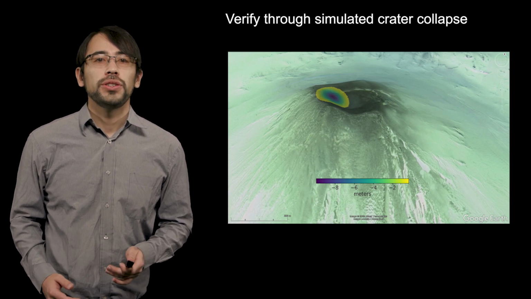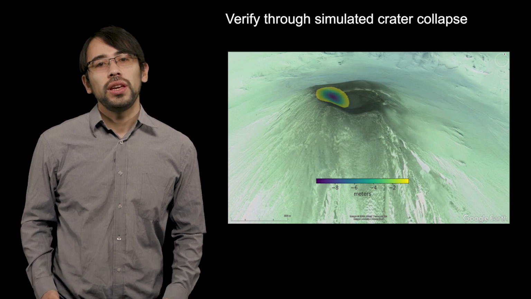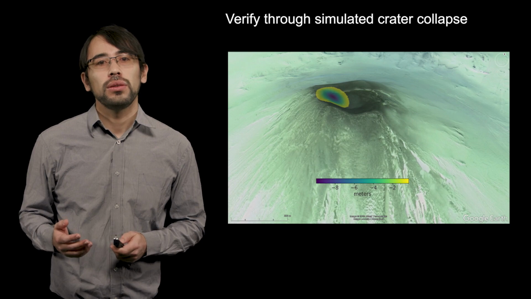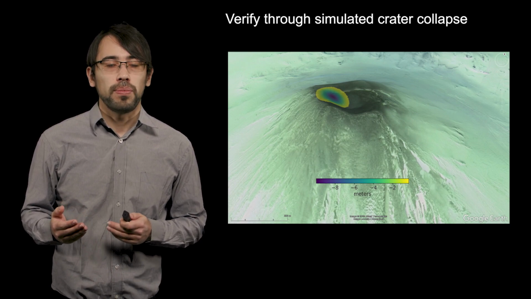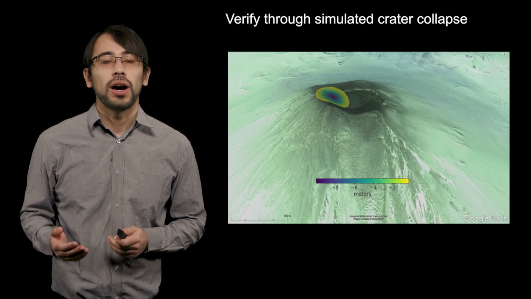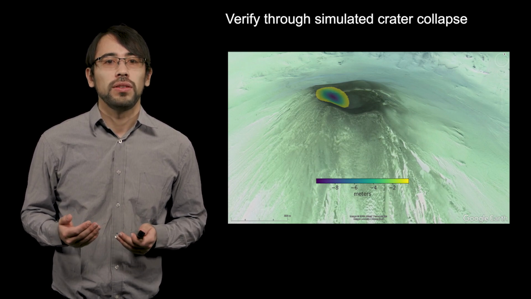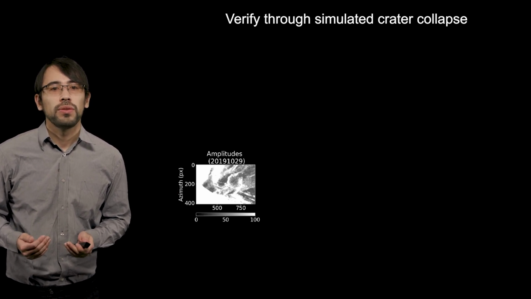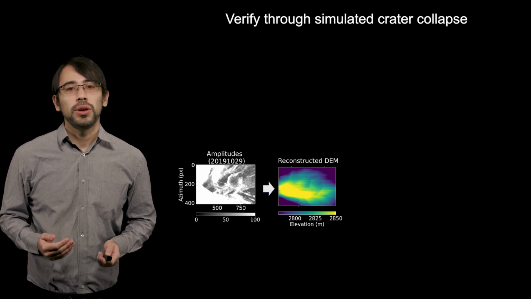So now the question is how well our method works. For this, we have simulated a collapse in Shishaldin crater. As you can see here, the collapse has a maximum magnitude of 10 meters. And the main question is if our method will be able to capture this synthetic collapse. So we follow the next process. First of all, we reconstructed a DEM from the amplitude image.